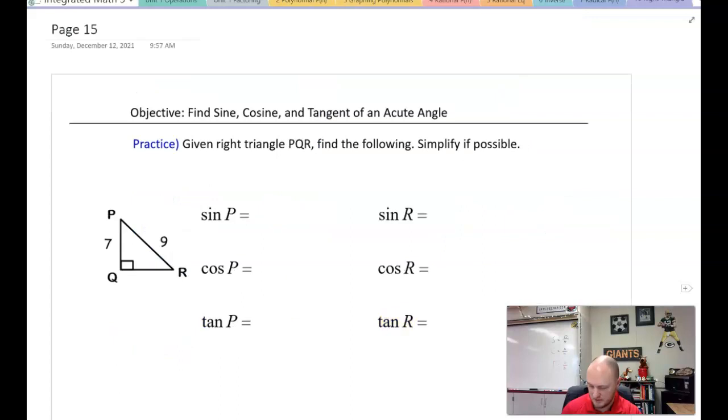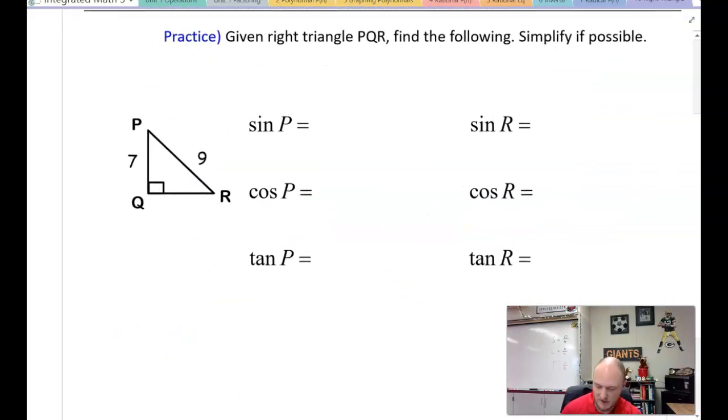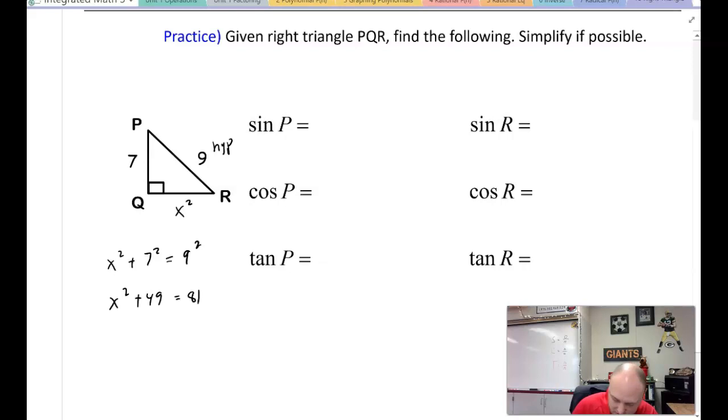All right. And then here's one last practice problem. Go ahead, pause the video, and again, I'll go over the Pythagorean Theorem here in a second. All right, here is the Pythagorean Theorem set up. So we have x squared plus 7 squared is equal to 9 squared. Again, 9 is our hypotenuse. So we get x squared plus 49 is equal to 81.